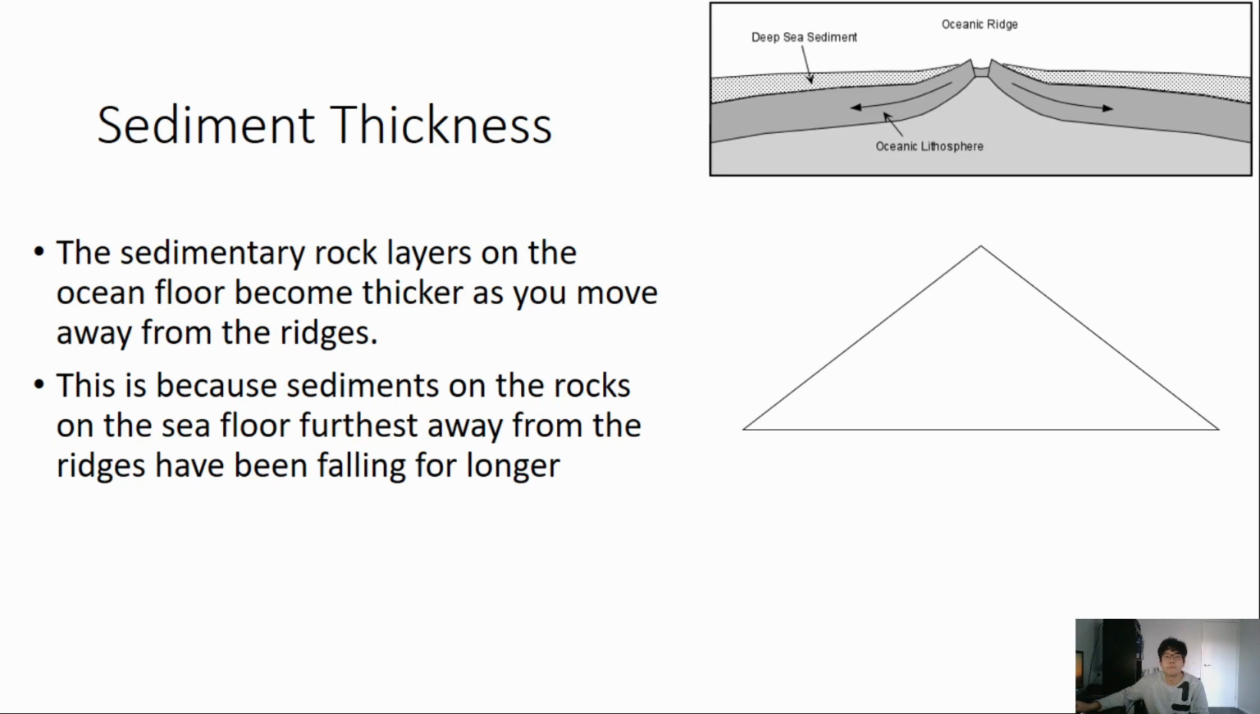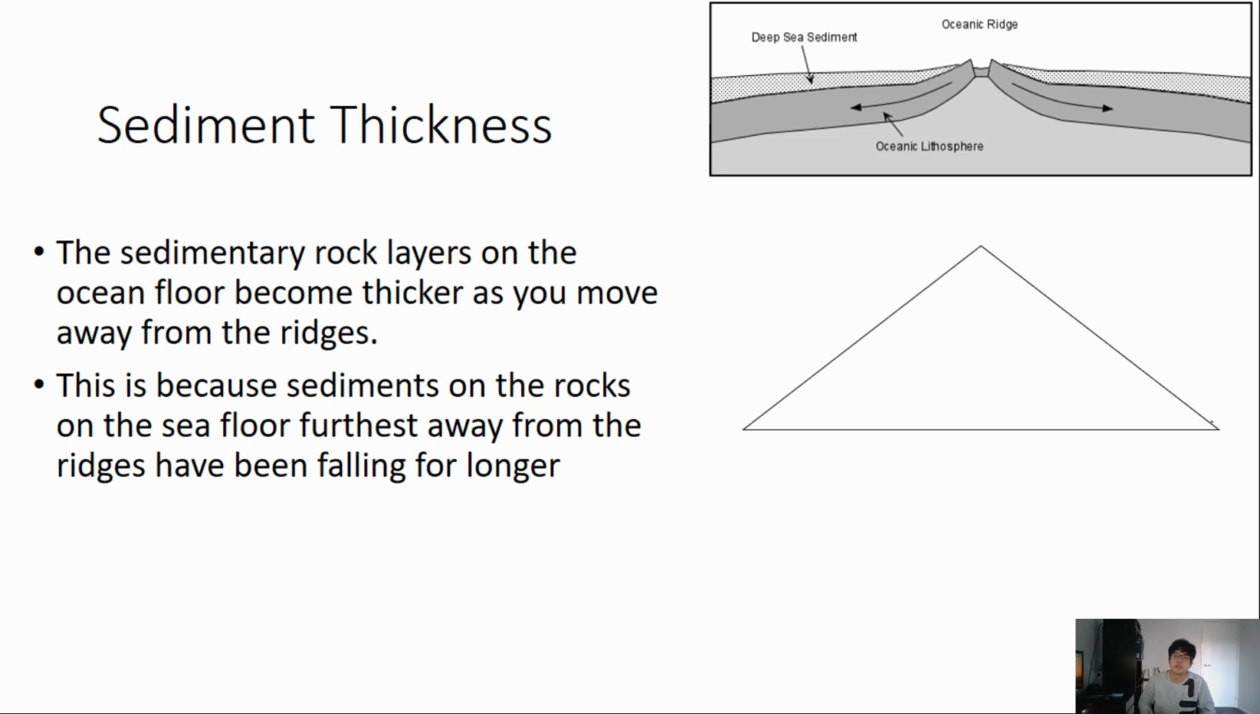Now moving on to our final piece of evidence, sediment thickness. This one states that the sedimentary rock layers on the ocean floor become thicker as you move away from the ridges. So in this image here, this means that from the ridge in the middle, the further you go away from it, the thicker the sedimentary rock layer is. This is because sediments on the rocks on the seafloor furthest away from the ridges have been falling for longer.